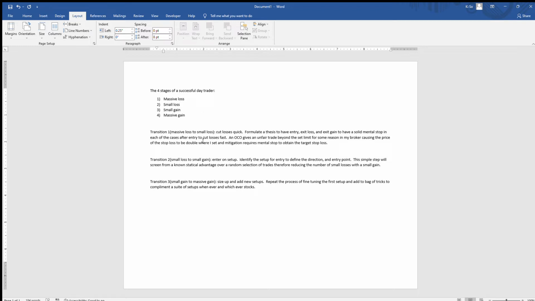So the first step is automatic. Everybody goes to this first step. Whether the person is in the simulator or live trading, this is the first step: a massive loss. Either in the simulator there is a massive loss, or in live trading there is a massive loss. This is the first step for anybody who goes into day trading.